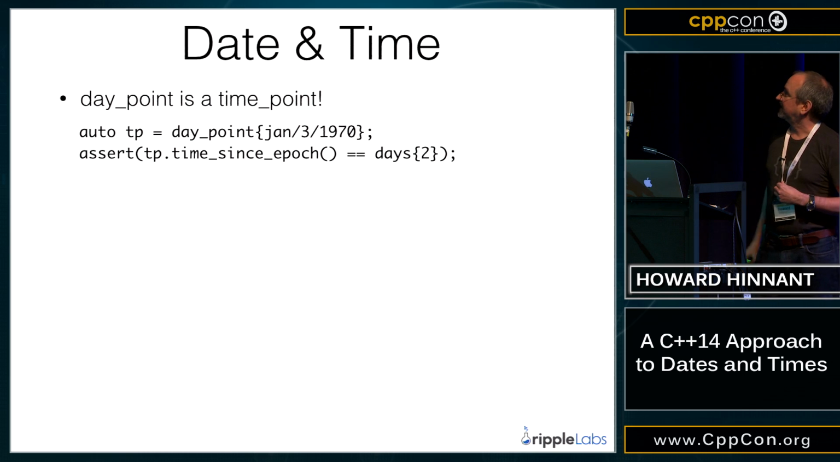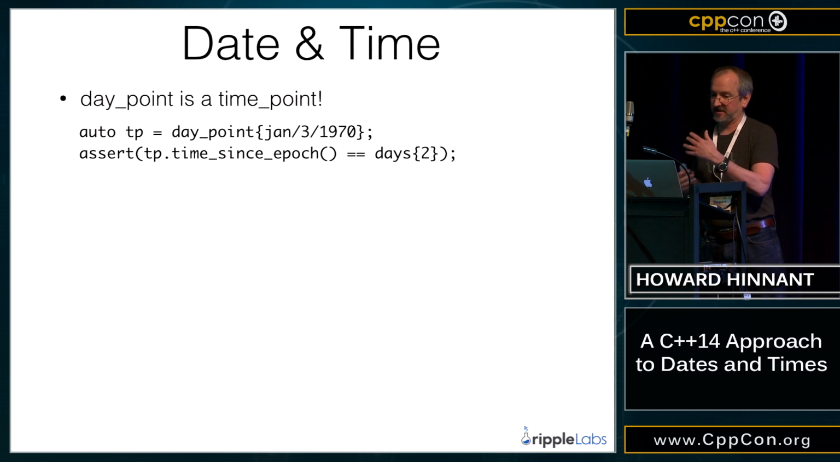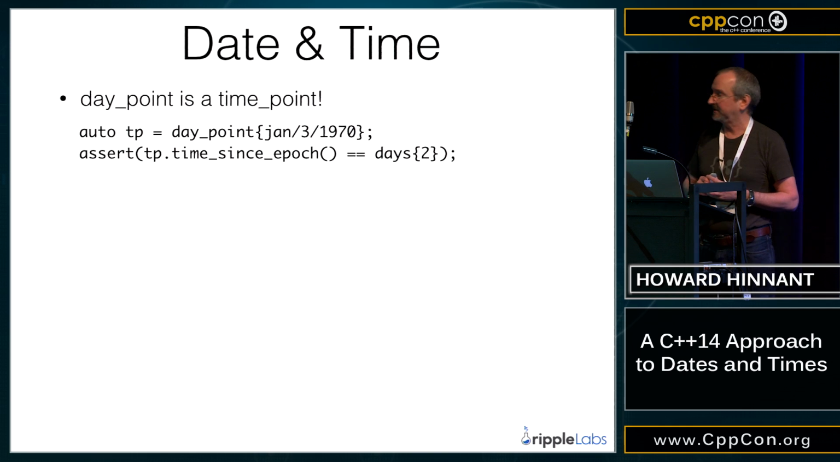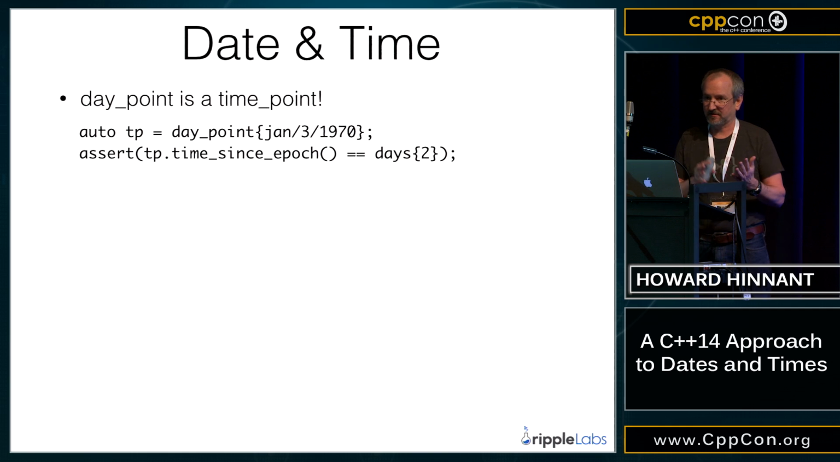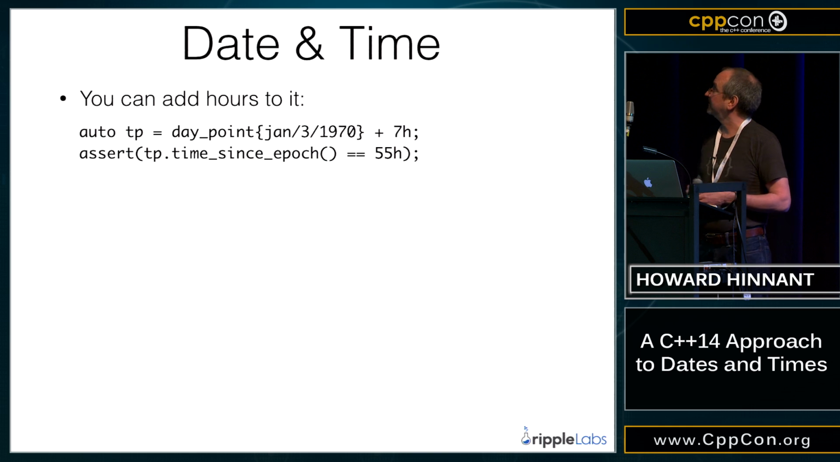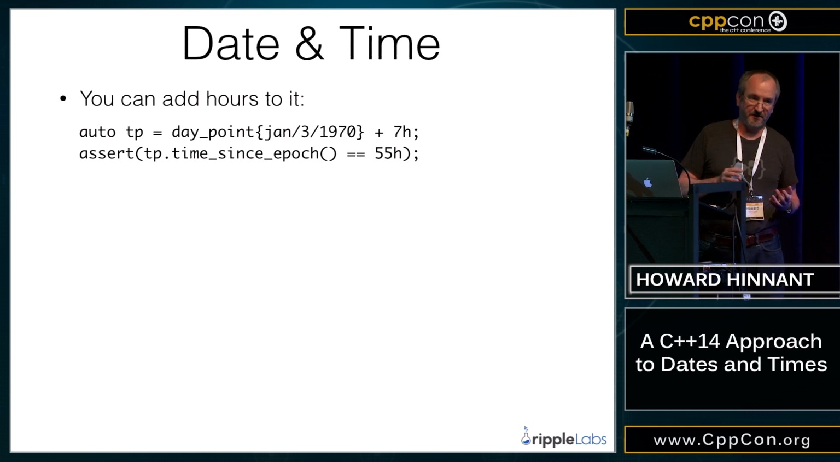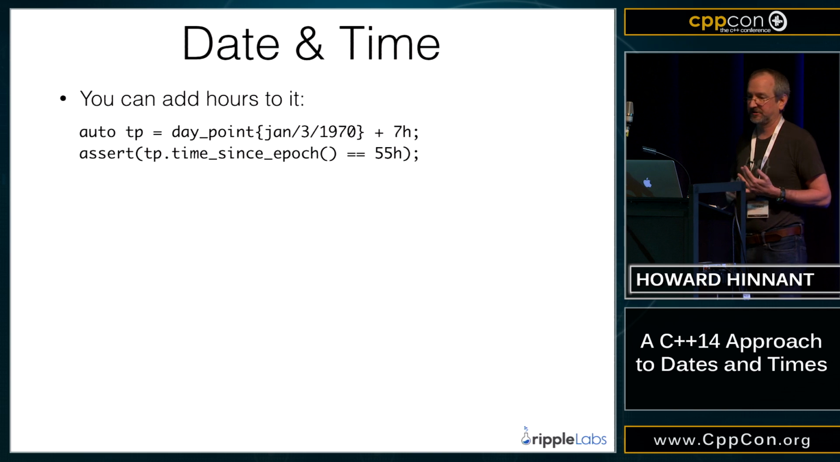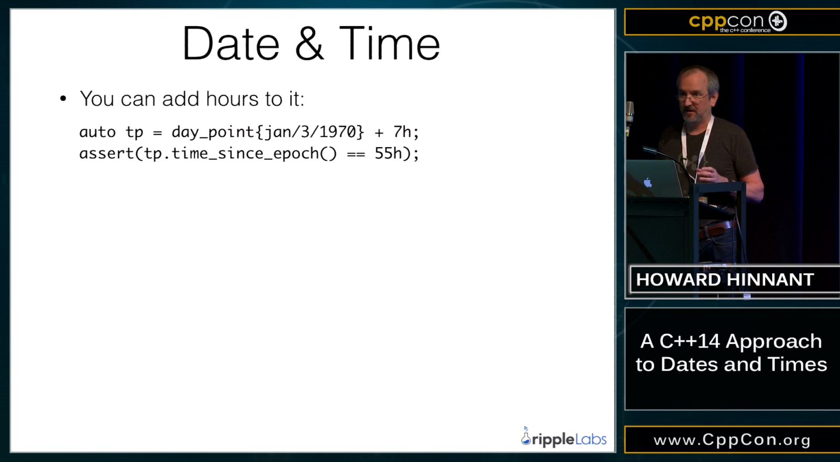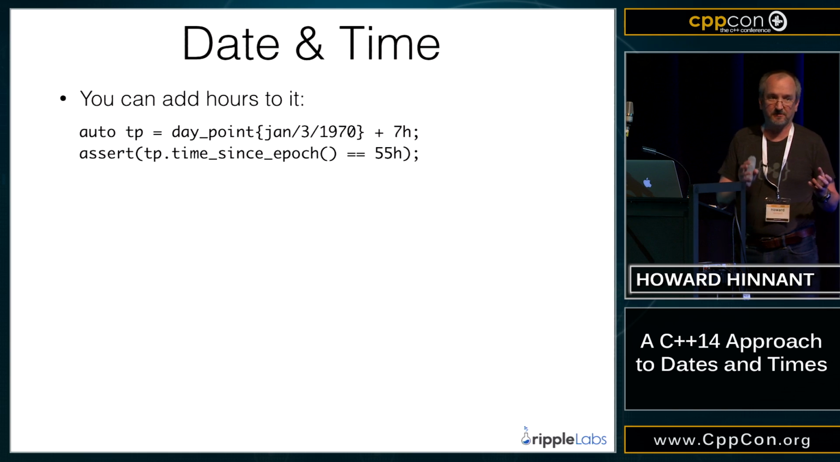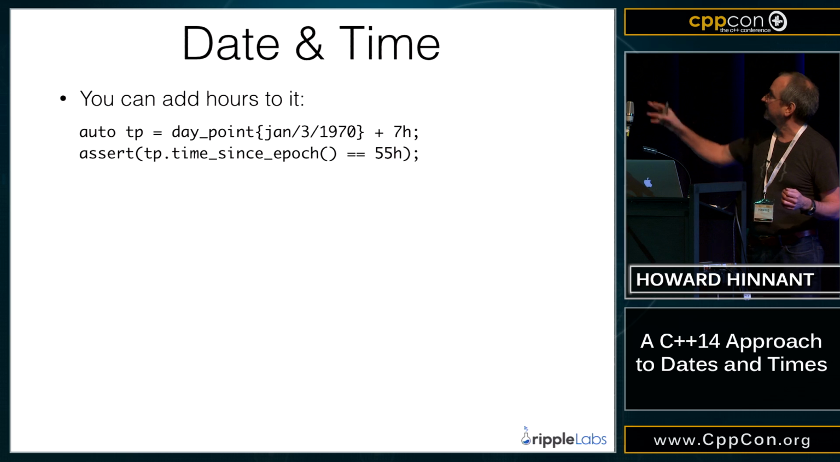So in this example, I've got a time that is just 2 days after the epoch, and that's just to make the arithmetic very easy. As you saw before, I can create one of these things, print out the time since epoch, inspect it, see that there's 2 days in there. If I want to, I can simply add hours to it as easily as this. In C++14, there's user-defined literals for all the durations: hours, minutes, seconds, nanoseconds, etc. So I can take this day_point and add hours to it, and all of a sudden, I've got a time_point that has the duration of hours instead of days. I can look inside of it, and I've got 48 hours for the 2 days, plus another 7 is 55 hours. It's as simple as that.